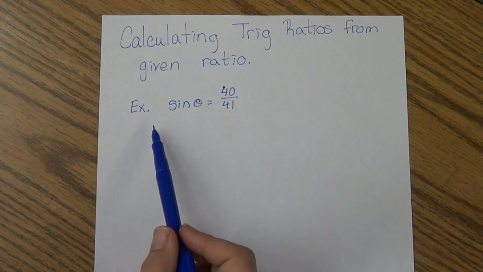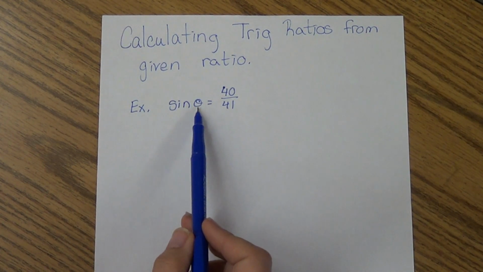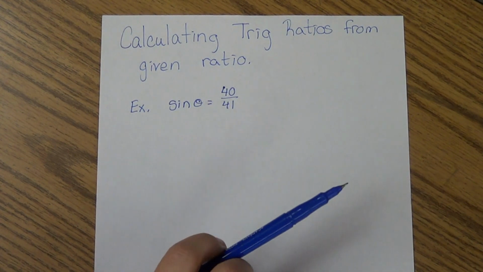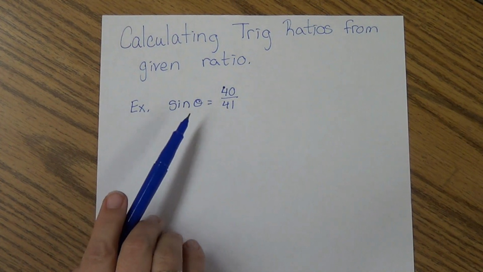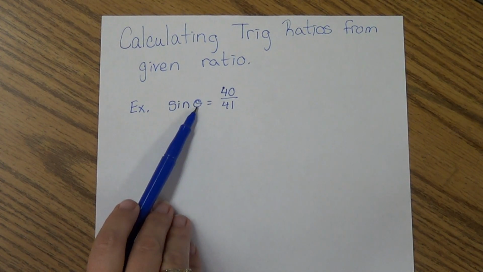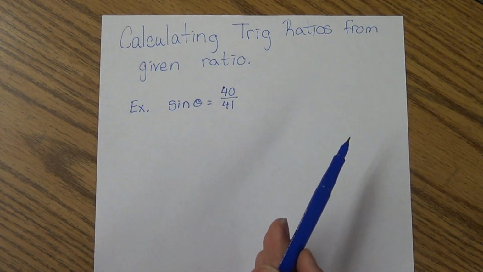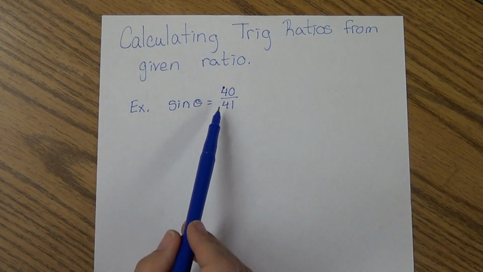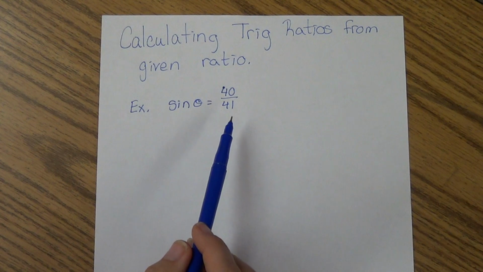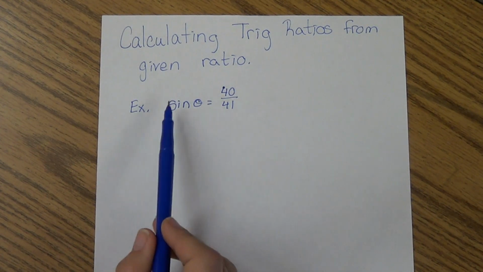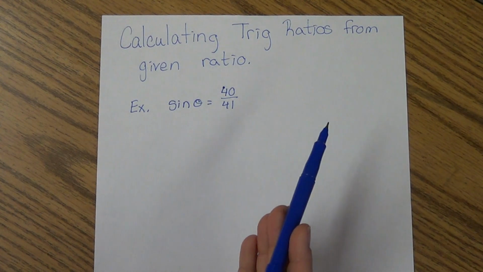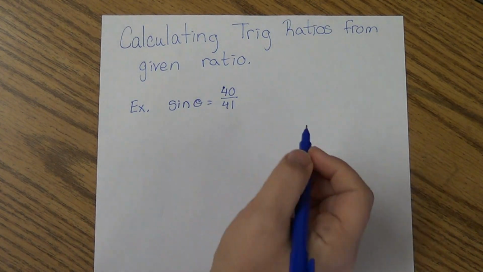So let's use this example here. If I know that the sine of theta is 40 over 41, I can actually find the other 5 trig ratios without ever finding what theta is. Could I find what theta is? Sure I could. That's back to doing right triangle trig like you learned in geometry class. But then once I found theta, I would have to go forward and find all the other trig ratios when I really don't need to do that. So here's what you do.